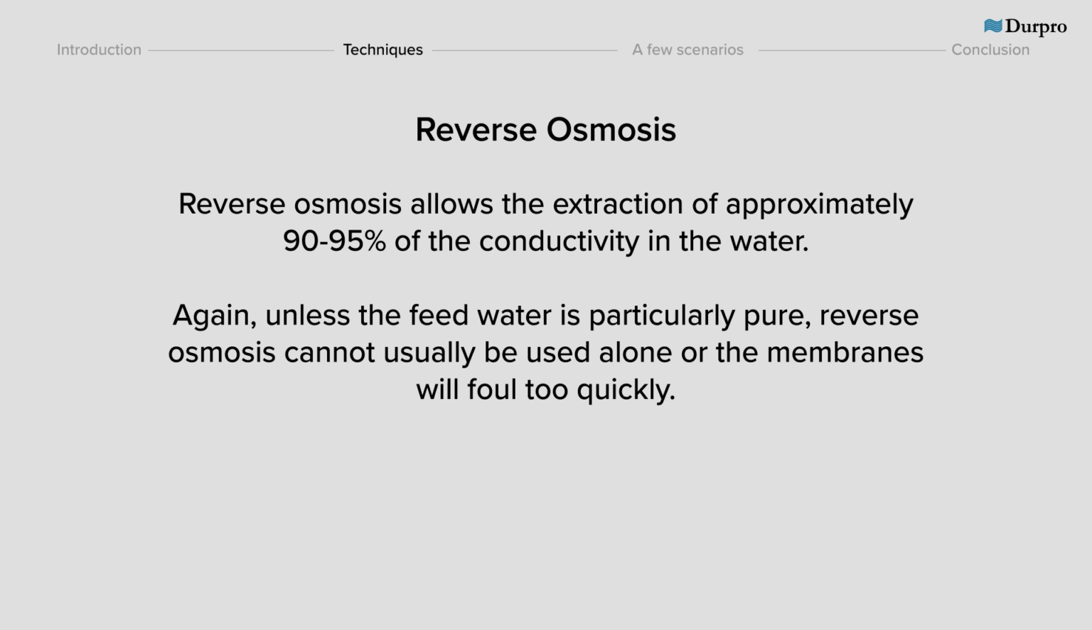Again, unless the feed water is particularly pure, reverse osmosis cannot usually be used alone or the membranes will foul too quickly. Typically, the concentration limit for total dissolved solids in water to be treated by RO is 70,000 ppm. When the TDS concentration is higher than 70,000 ppm, the osmosis membranes will clog up much too quickly. To achieve a higher extraction rate than that offered by reverse osmosis, it is necessary to use polishing techniques, which are technologies installed downstream of an osmosis to extract the recalcitrant residues in the water.